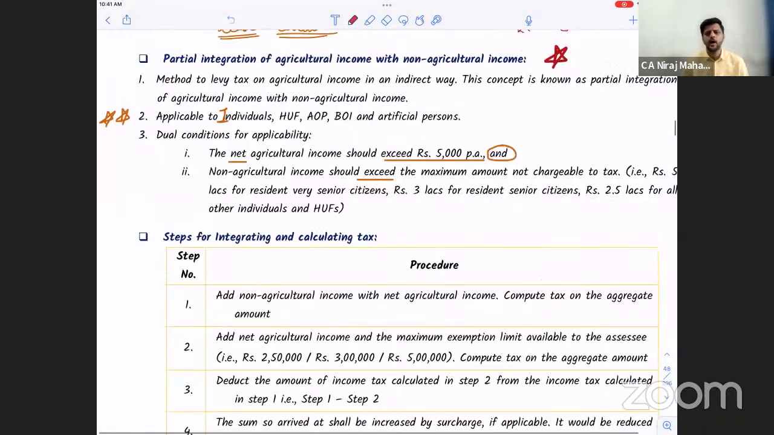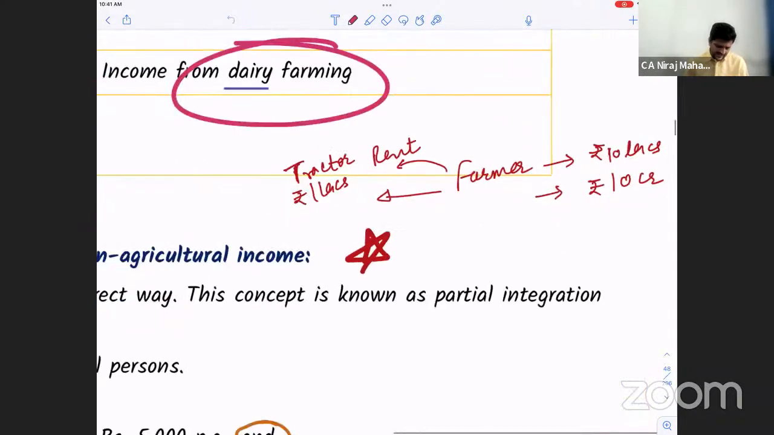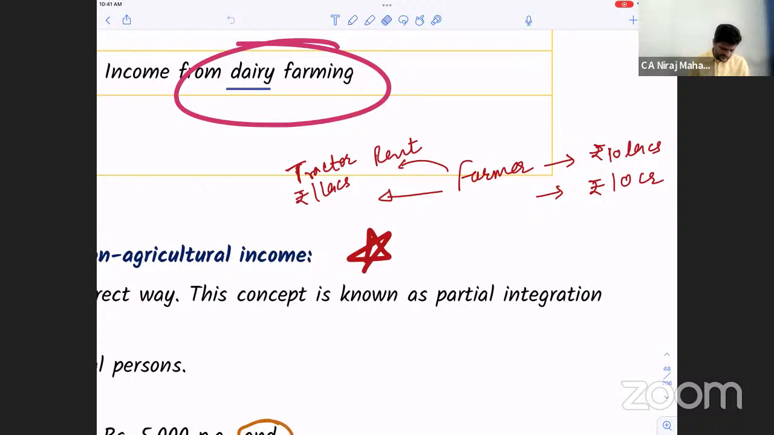So what are they saying? How much should be agri income? Agri income should be minimum 5,000 per annum. But non-agri income is more than the basic exemption limit. Let us say this person has not earned 1 lakh. Let me give it a figure of, let us say, 6 lakhs. I don't want unnecessary confusion.